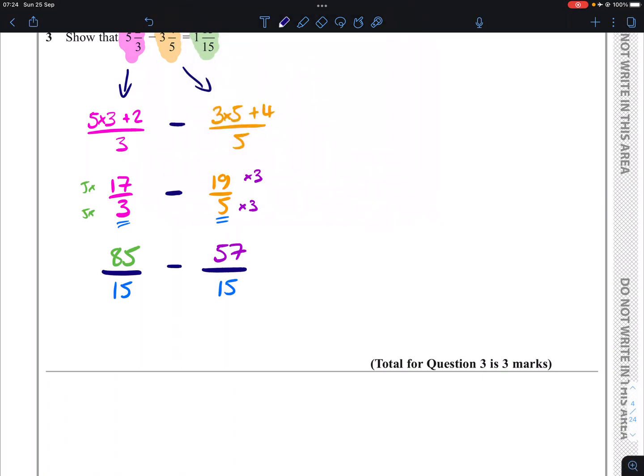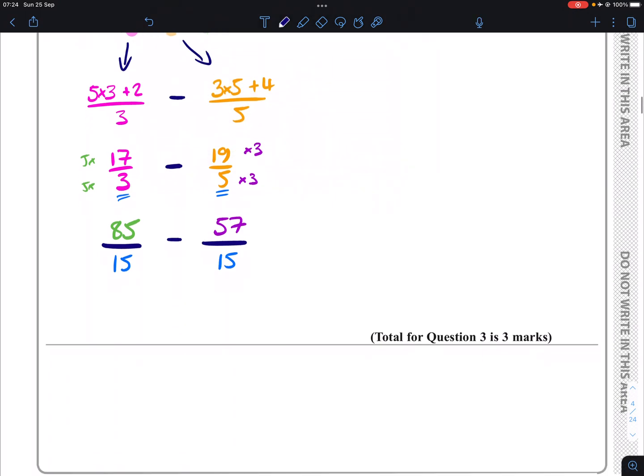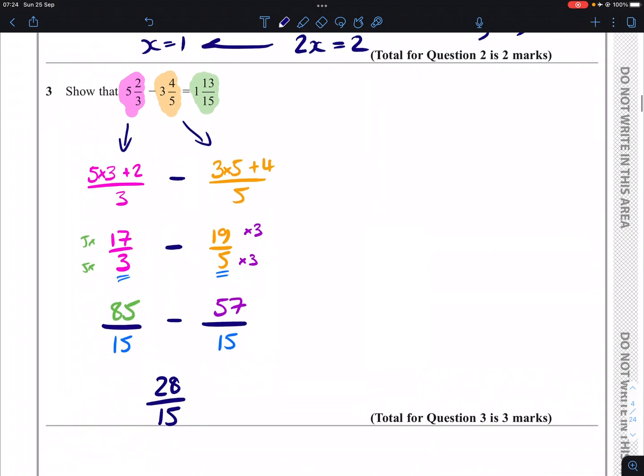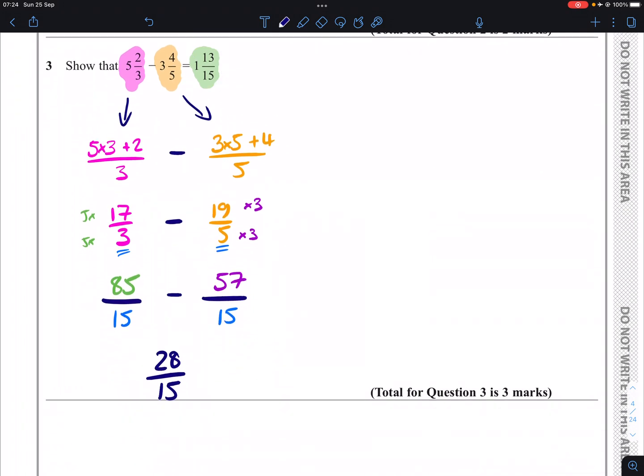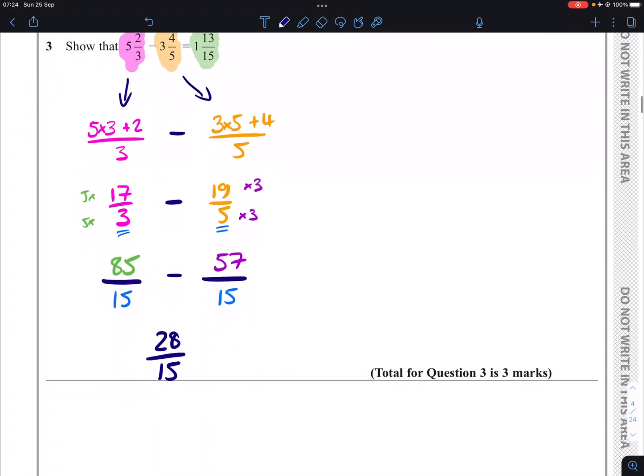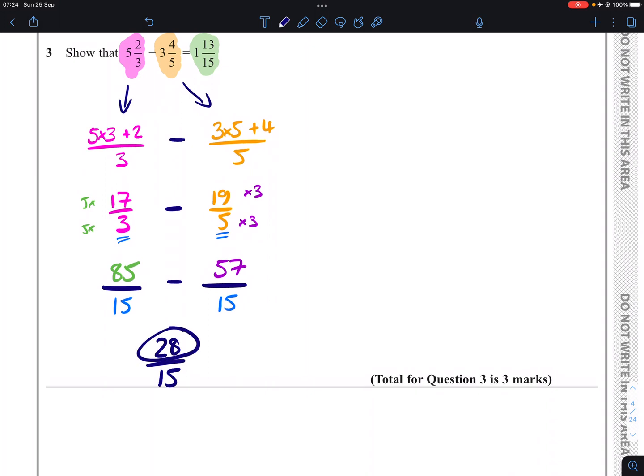Now I can subtract these away from each other. I'm going to end up with 28/15. And then we're only one step away because we have to show our answer as 1 13/15, which, just for the record, if we take one whole out of these 28, then we'd be subtracting 15/15 from that, leaving us with 13, which is where our 1 13/15 left over comes from. Done.